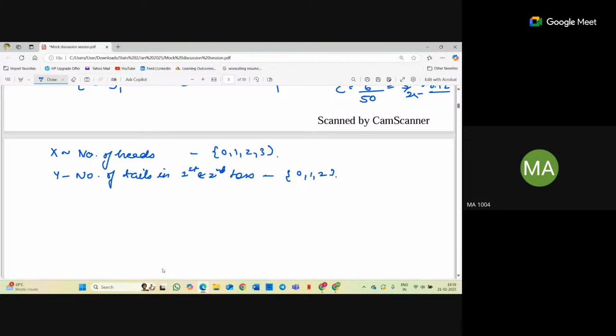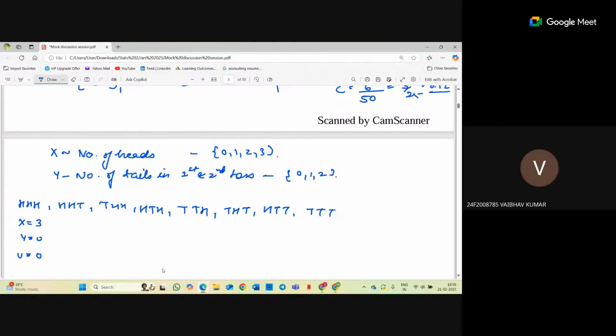So what are the cases? HHH, HHT, THH, HTH, then TTH, THT, HTT, and we have TTT, correct? Now, here in the first 2 tosses, I'm getting heads, right? So my x value is 3, number of heads, and y is 0. So my u would be 0. What is u? U is x into y, correct?